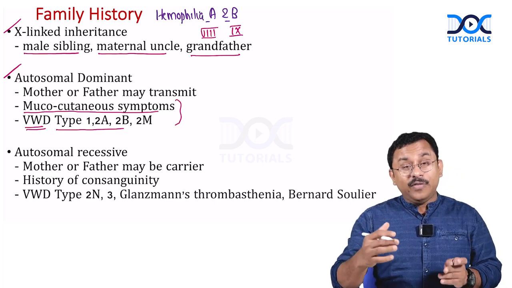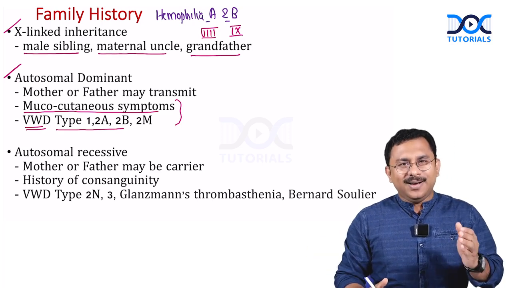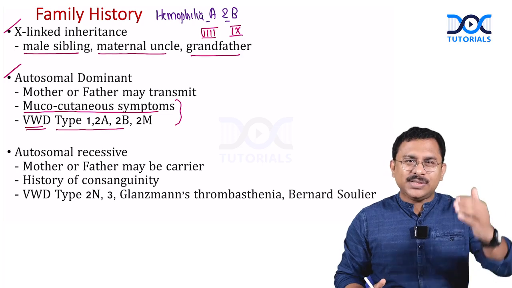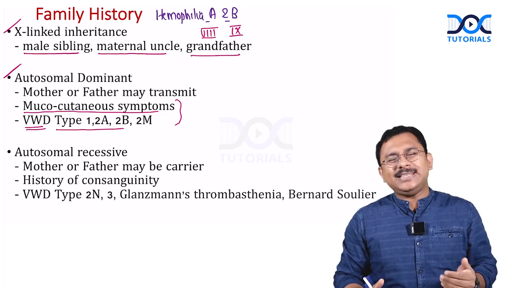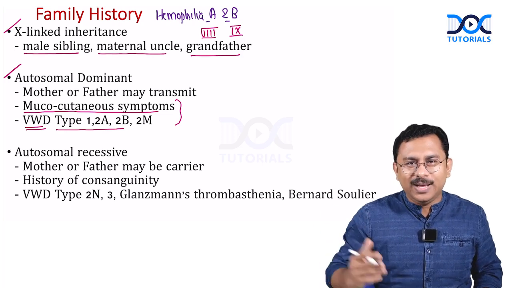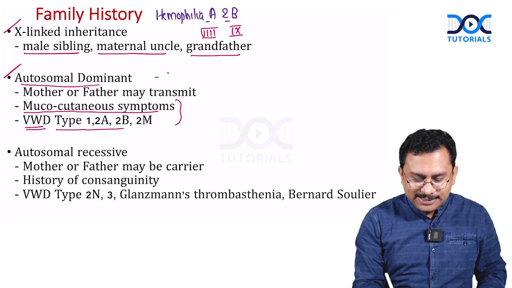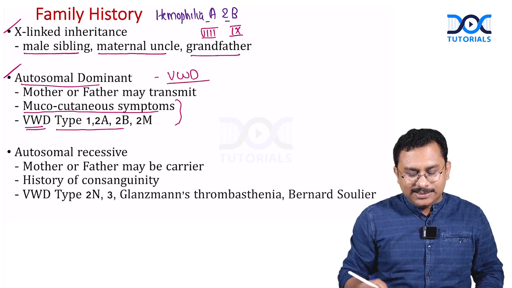Whereas if you take von Willebrand disease type 3, they are likely to have disorders involving the secondary hemostasis, because the level of factor 8 is very much reduced, which I've discussed in detail in the module on von Willebrand disease. So here it is autosomal dominant. Classical example is most of the von Willebrand disease.